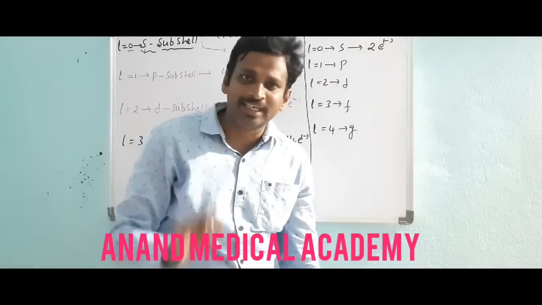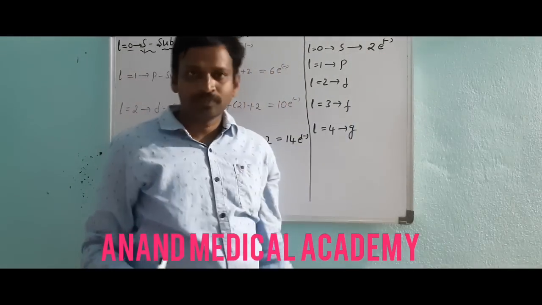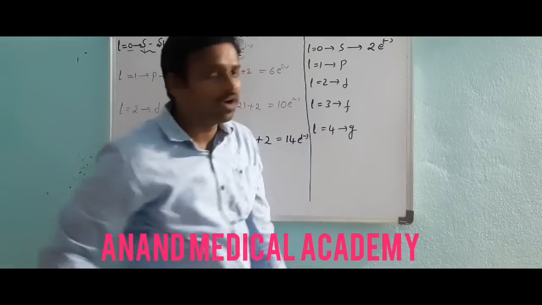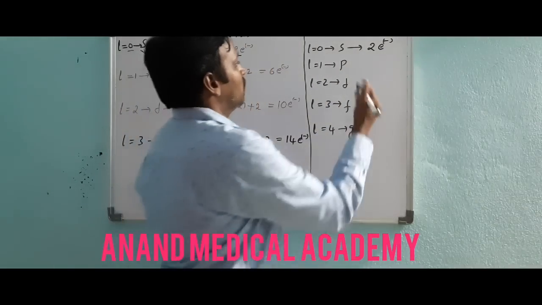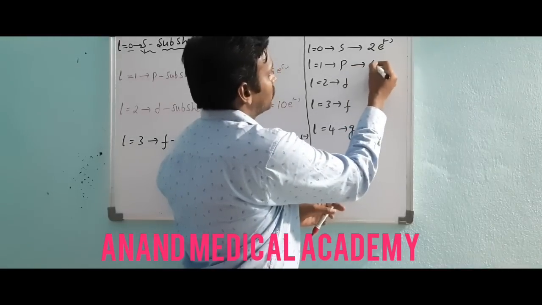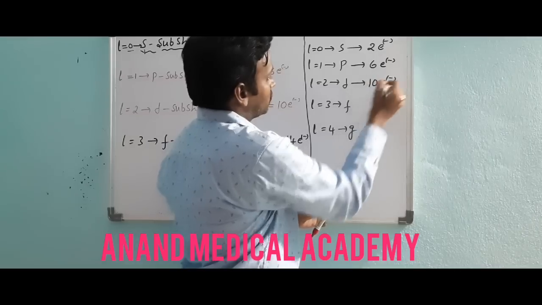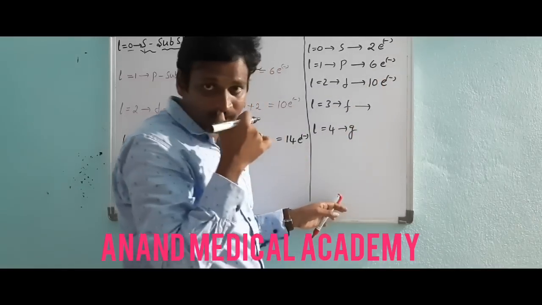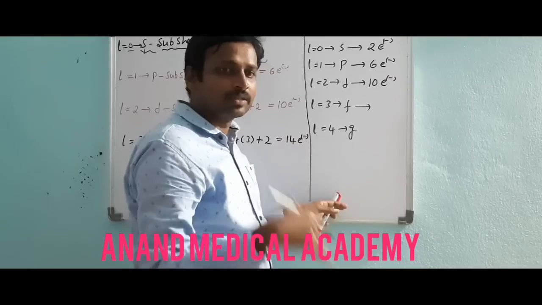Forget about the formula. I will tell you one trick. Add 4 everywhere, starts with 2. S subshell has 2 electrons. Next, 2 plus 4, 6 electrons are present. 6 plus 4, 10 electrons. And then F subshell. 1s, 2s, 3s like that, any s, 1s or 2s.